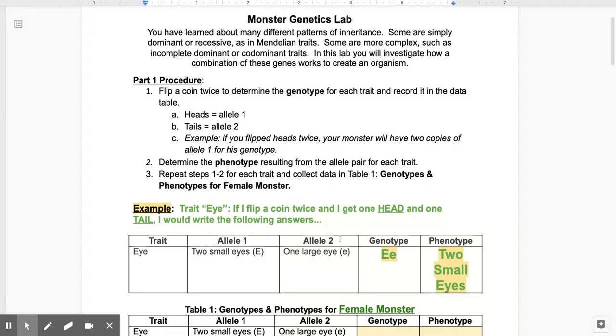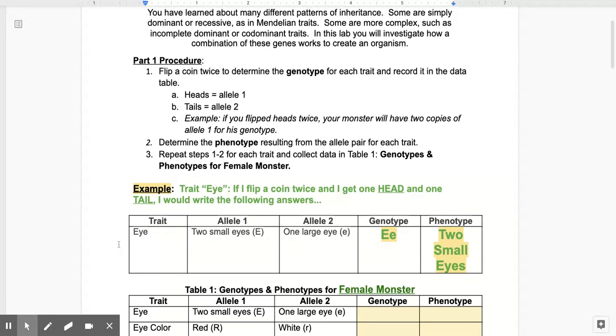So let's look at our example because it can be a little weird to talk about. We're looking at monster eyes here. That's the trait. We have the allele for two small eyes, capital E, and one large eye, lowercase e. If we're thinking about Mendelian genetics, you must have two of the lowercase letter to show this particular trait. If there's even one capital letter, it will cover up the other allele.